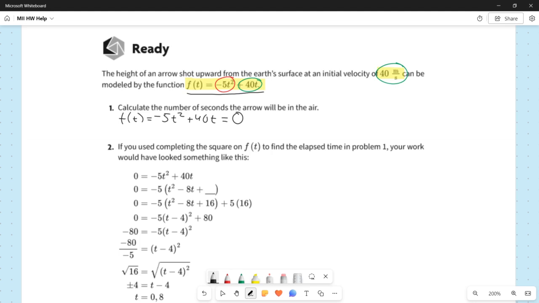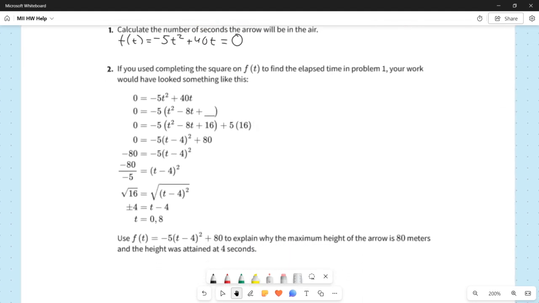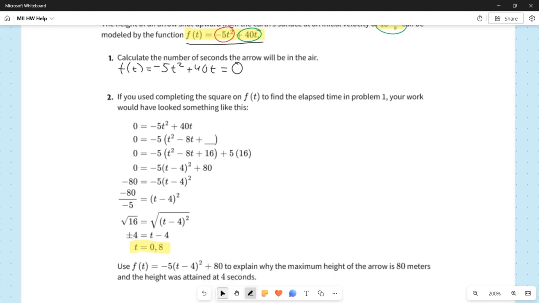Now, there are multiple ways of solving this equation. If you take a sneak peek at number 2, you can see one possible solution for number 2. And if you jump all the way to the end, it actually turns out that t is 0 and t is 8. So we already know our answer to number 1, but let's make sure that we understand how to do this without relying on work that's just provided for us in a subsequent question.